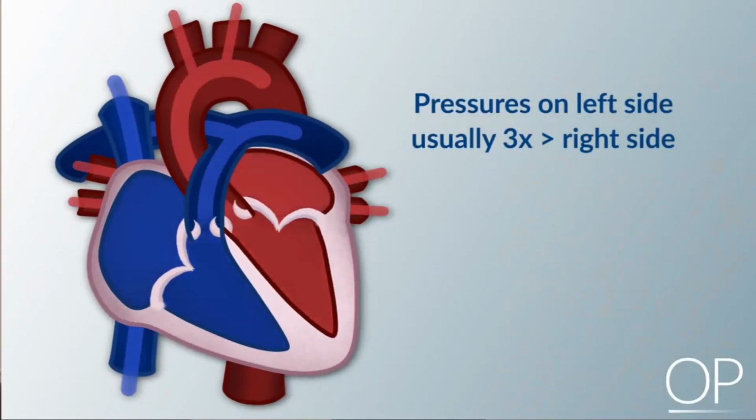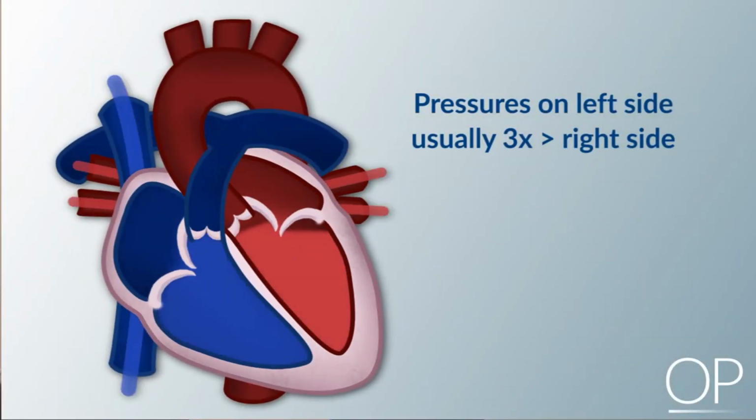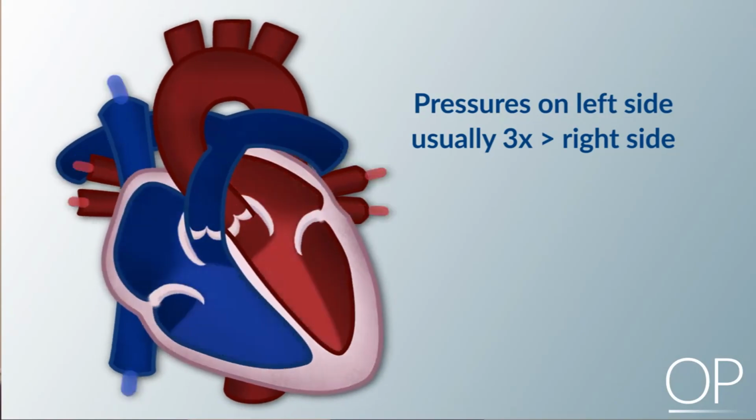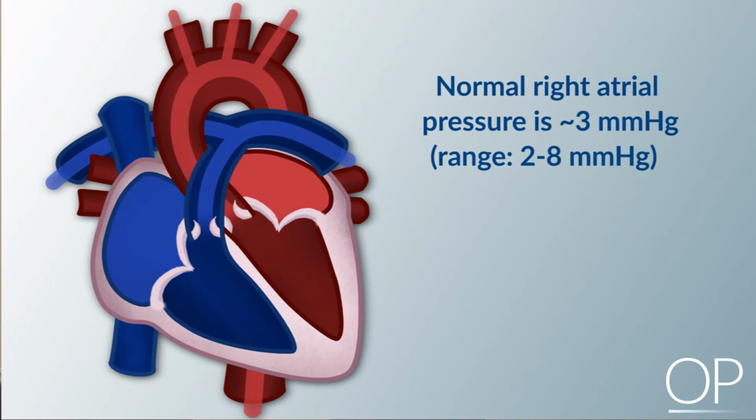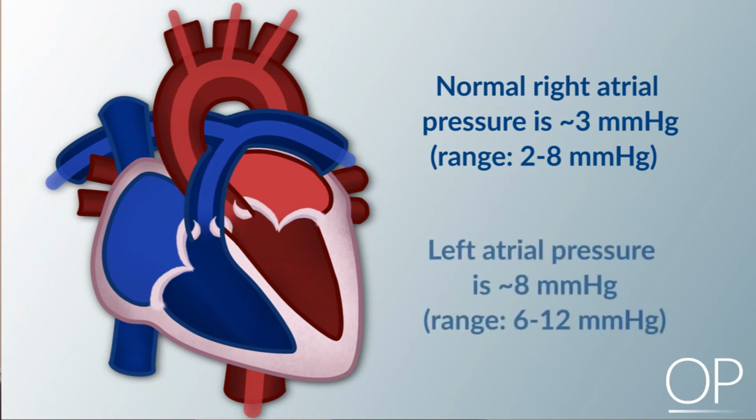Pressures on the left side of the heart are usually 3 times greater than the right side of the heart. A normal right atrial pressure is usually around 3 with a range of 2 to 8. And left atrial pressure is usually 8 with a range of 6 to 12 millimeters of mercury.